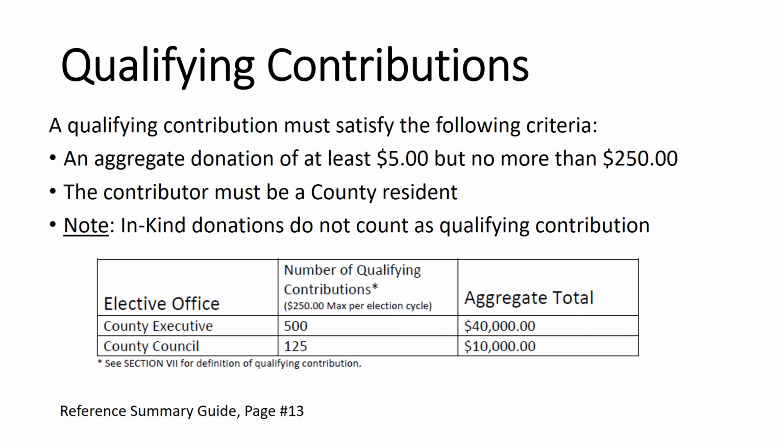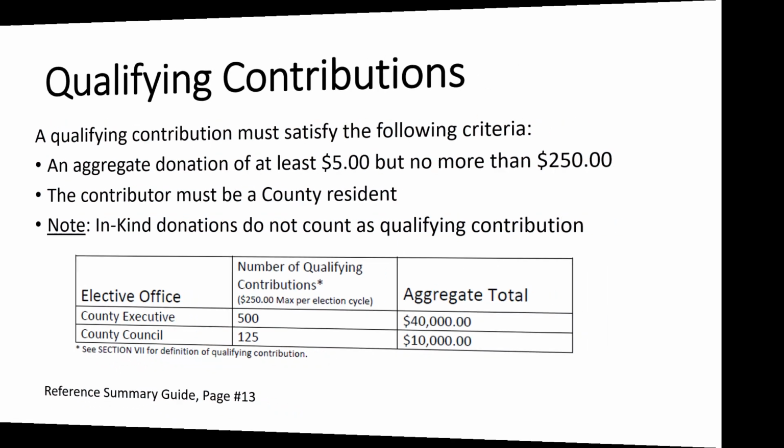To qualify as a certified candidate, a county executive candidate must collect 500 qualifying contributions with an aggregate of $40,000, and a district council member must collect 125 qualifying contributions with an aggregate total of $10,000.